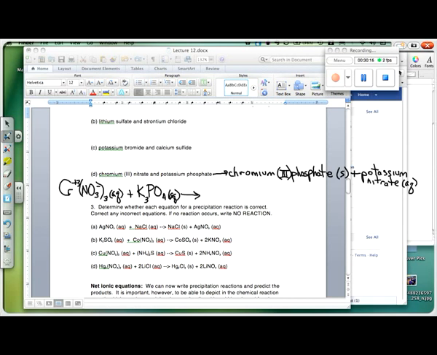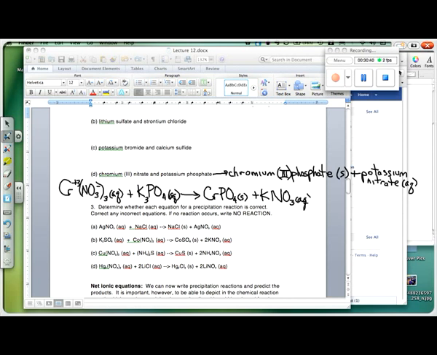Chromium 3 phosphate. Chromium is +3, phosphate is -3, so 1 of each. That's no mystery as to why that one's not soluble. Trying to pull apart a +3 and a -3 would take a lot of energy. And the potassium nitrate, potassium is +1, nitrate is -1, and it is aqueous.